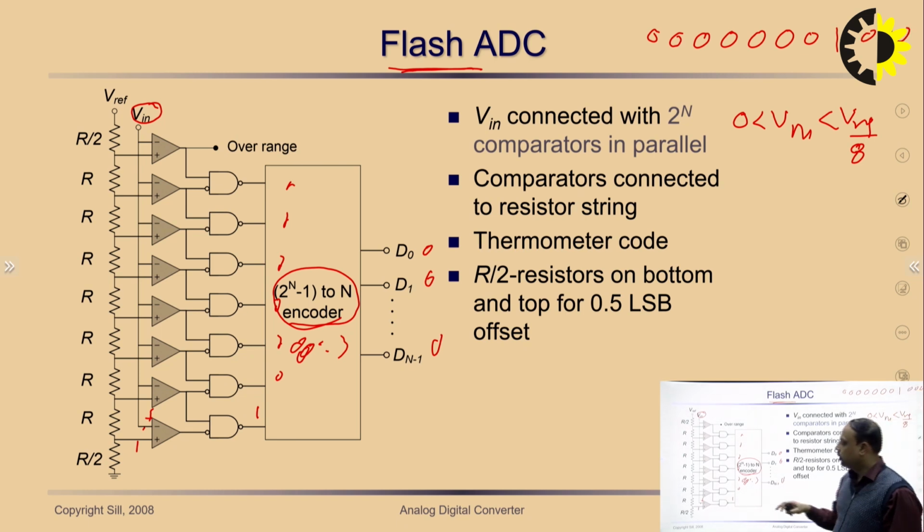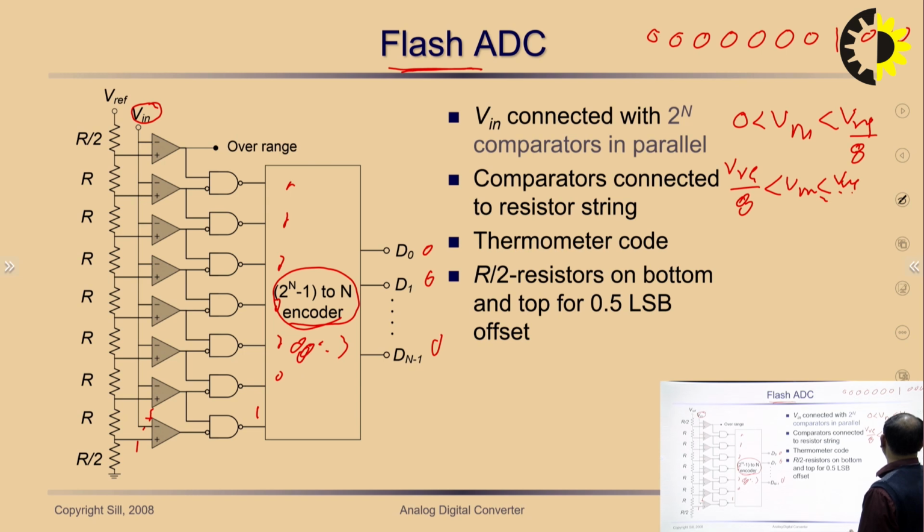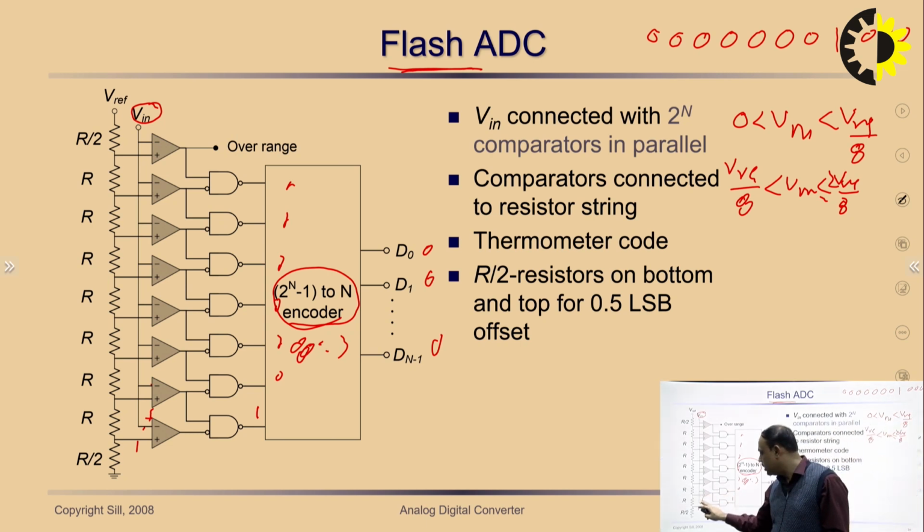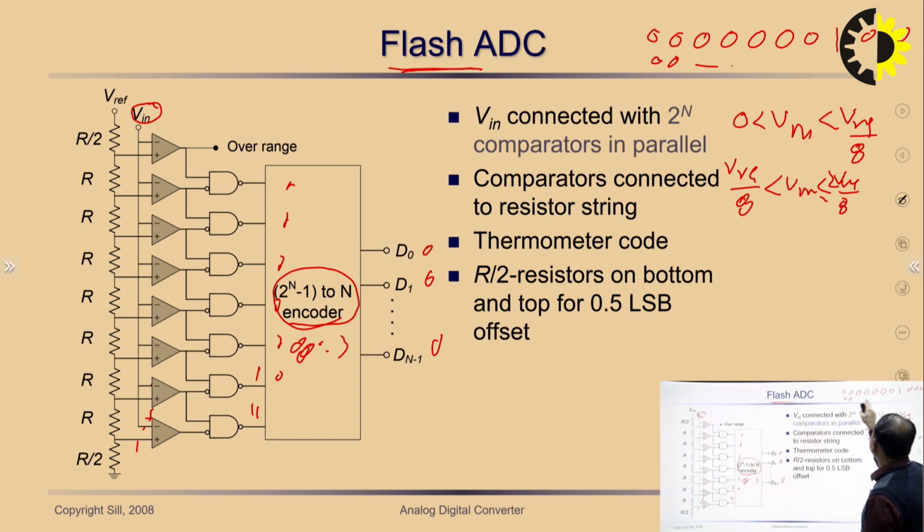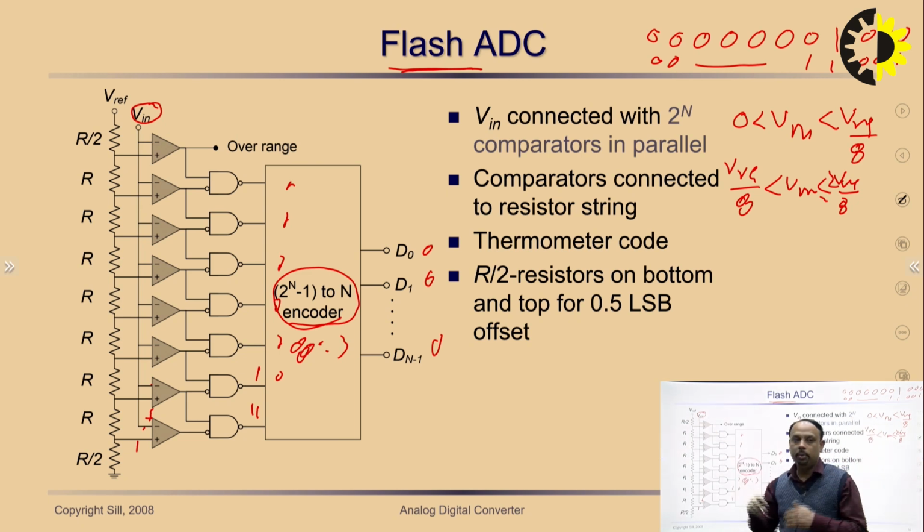While if the input voltage is greater than V reference by 8 but less than V reference into 2 by 8, between this range, in this case this comparator and this comparator work, which provide 1 and 1 output, and the rest of the pins are 0. So this is 1 and this is 1, which provides the output equal to 0, 0 and 1.